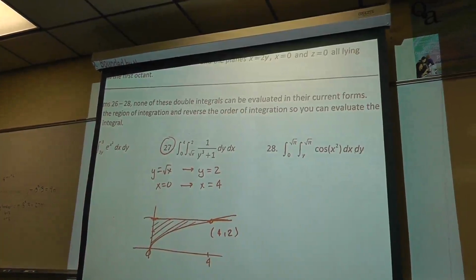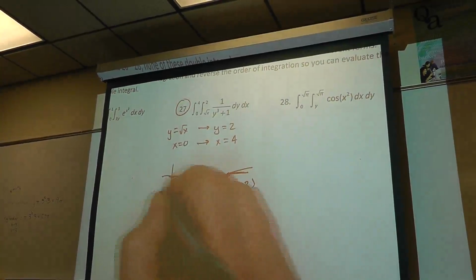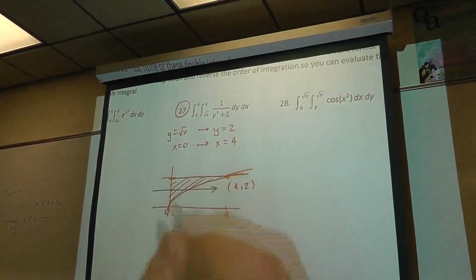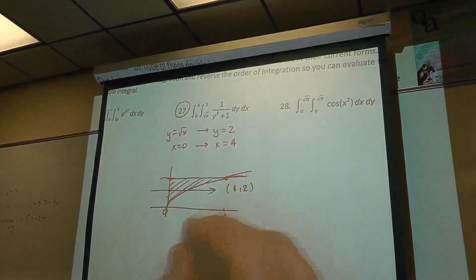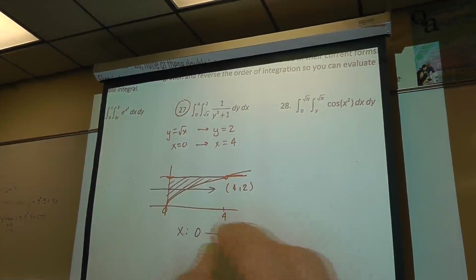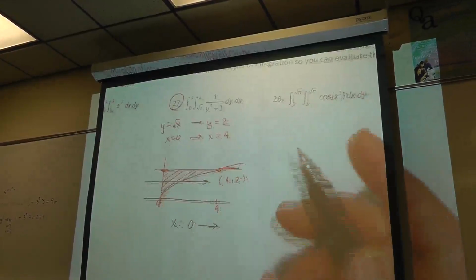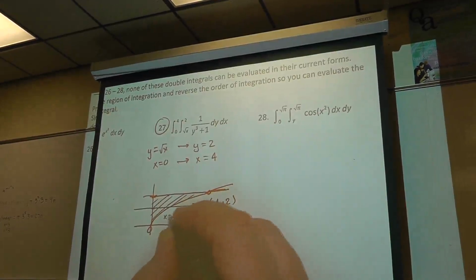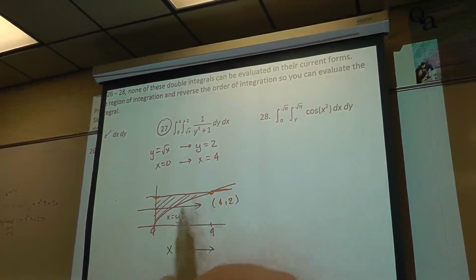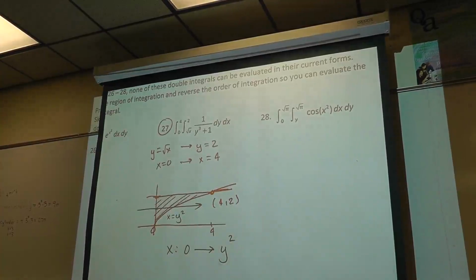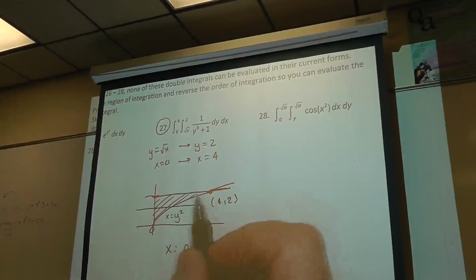Now when I want to switch the order, I want to do x's direction first. So you take a fresh copy of this and go from left to right. No matter where you go left to right, you're always going to enter at x equals 0. But then this curve can't be defined as y equals root x anymore. You've got to redefine it as x equals y squared. So x enters at x equals 0 and exits at x equals y squared. That's the same curve that was originally y equals the square root of x.